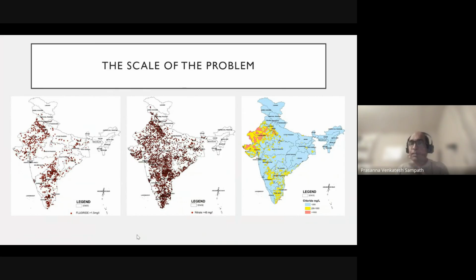Okay, then the one on the right, there you see chloride contamination, and the light blue color that you see, that is chloride contamination less than 250 mg per liter, which is a safe limit. And so that's everywhere all across the country. Mostly it's below the safe limit, but wherever it's yellow, it's between 250 and 1000 mg per liter, and the pink color is more than 1000 mg per liter, which means the water is very high in chloride concentration, and that can have major issues.